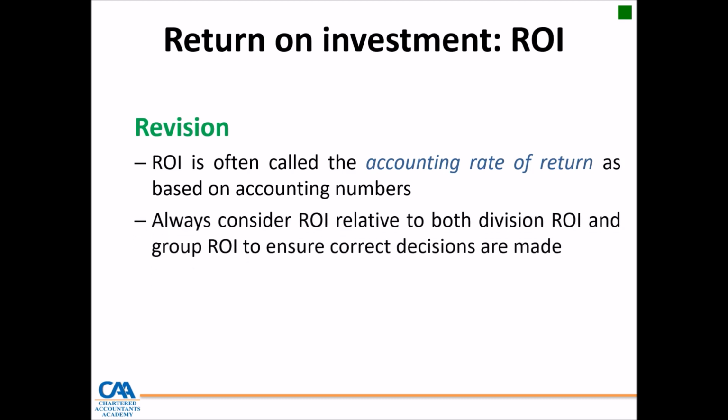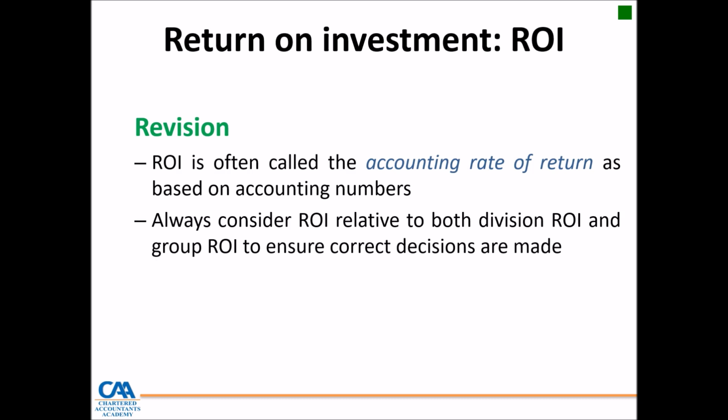When we're using return on investment, we should always consider it relative to both divisional return on investment and group return on investment to ensure correct decisions are made. As an example, if I have a project with a return on investment of 20%, a divisional return on investment of 25%, and a group return on investment of 15%.